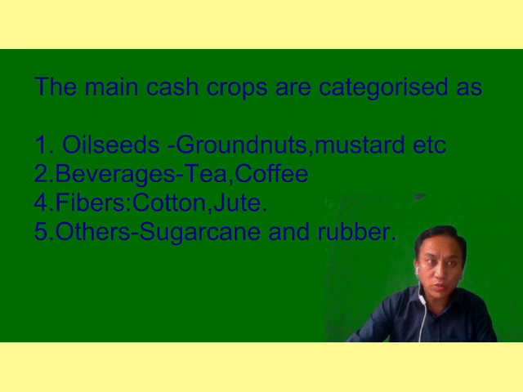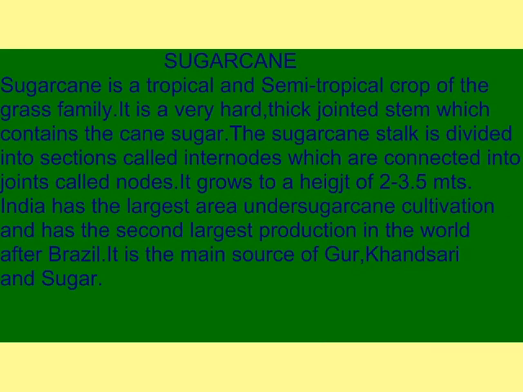The first one that we'll be discussing today is sugarcane. So let us see. Sugarcane is a tropical and semi-tropical crop of the grass family. It has a very hard, thick, jointed stem which contains the cane sugar. The sugarcane stalk is divided into sections called internodes which are connected by joints called nodes. If you look at the sugarcane stalk itself, you'll see different sections called internodes, which are connected by joints called nodes.